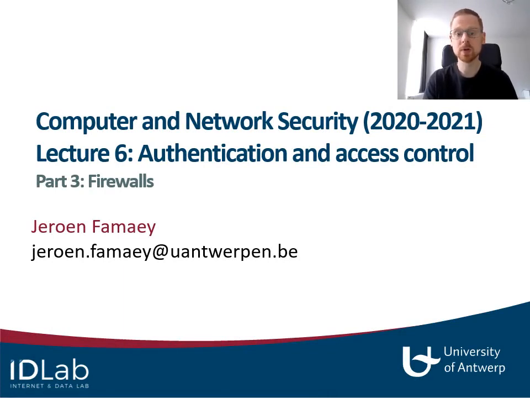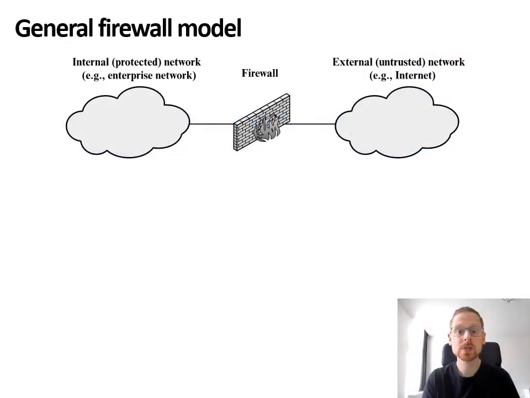In this third part on authentication and access control, I will talk about firewalls, which are a specific method to ensure only authorized traffic enters and leaves a computer network. And here you can see the general model of a firewall. Specifically, the firewall stands between an internal protected network, for example, an enterprise network of a company, and an external untrusted network, such as, for example, the internet.